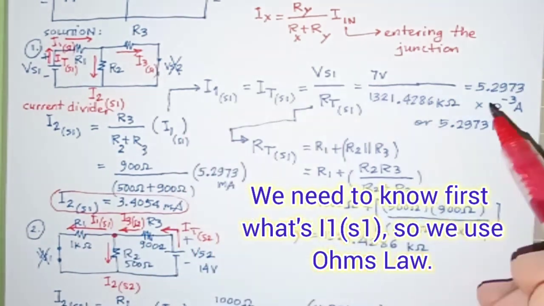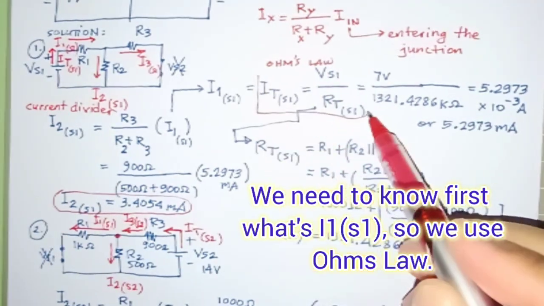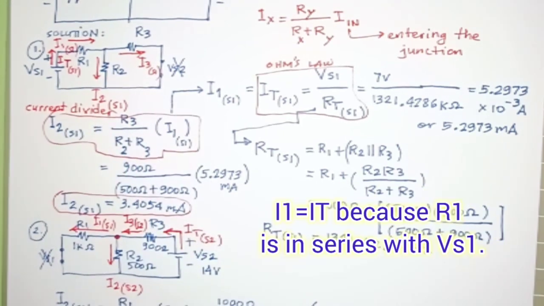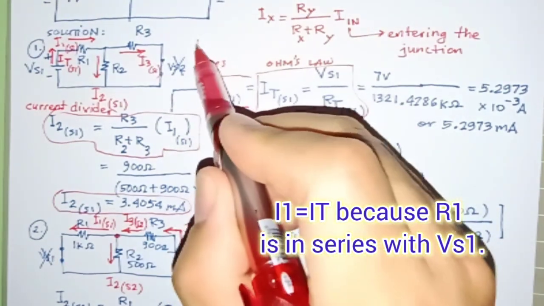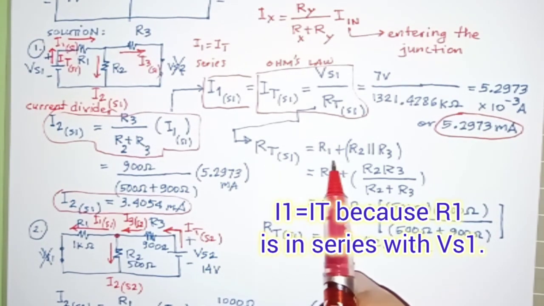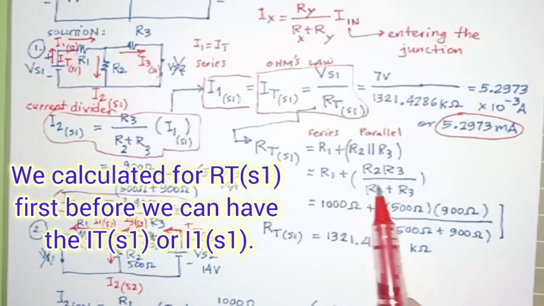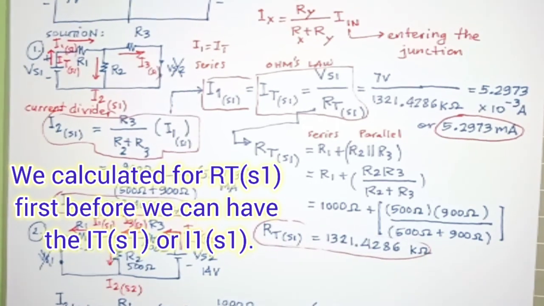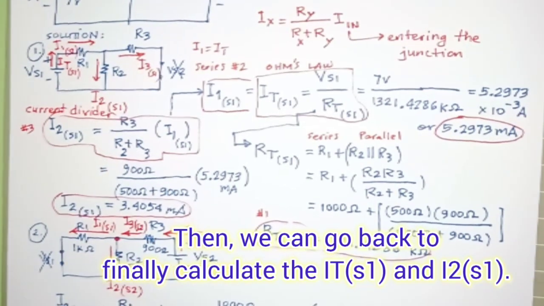And then the problem is we don't have the I1 S1 yet, so we used Ohm's law to get the I total with respect to S1. But we also don't know the R total, therefore we have to calculate that also. Remember that in series, the I total will be equal to I1, or this should have been I3. Yes, I1 equals IT. Now, with the series-parallel formula for the R total, we got the answer, and then we substitute it back to the I1 S1, and then we finally get the I2.